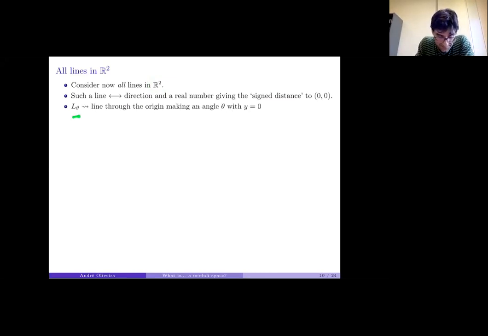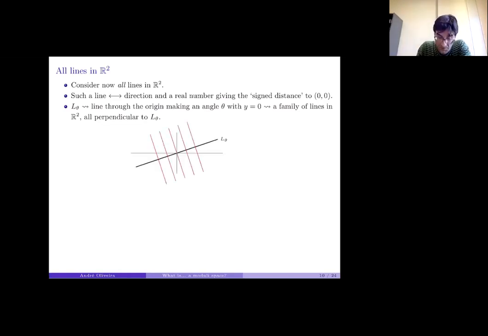So let's consider, again, a similar thing. Let's consider L theta, the line through the origin making an angle theta with the x-axis. This gives me a family of lines in R2, all of them perpendicular to L theta. So once I give you L theta, I automatically give you infinitely many perpendicular lines in R2. How do I single out one of them? First of all, all lines in R2 are obtained this way once I vary theta from zero to pi.